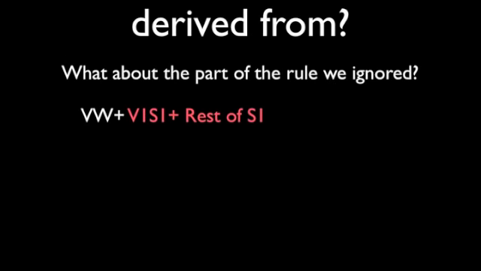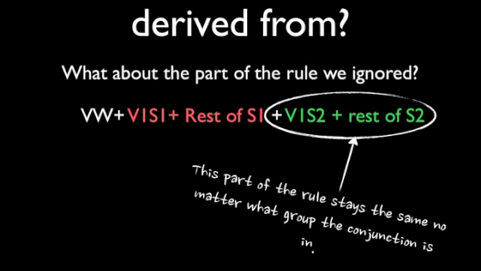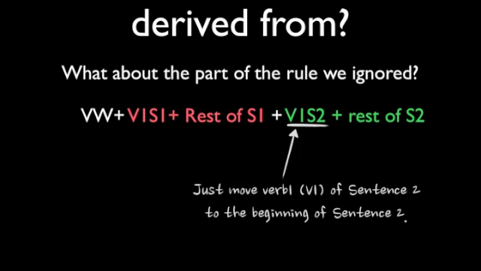So what about this green section, the green part of the rule? Well, this really is just, as I've said before, a part of the rule that remains the same no matter what group the conjunction is in, and you simply apply that rule to sentence 2. And all you basically need to do is remember to move verb 1 to the beginning of sentence 2.